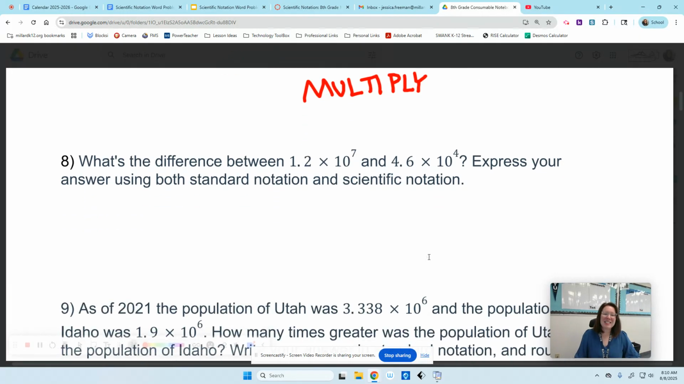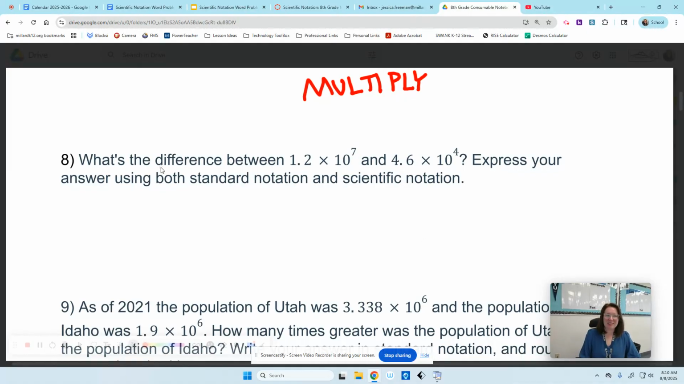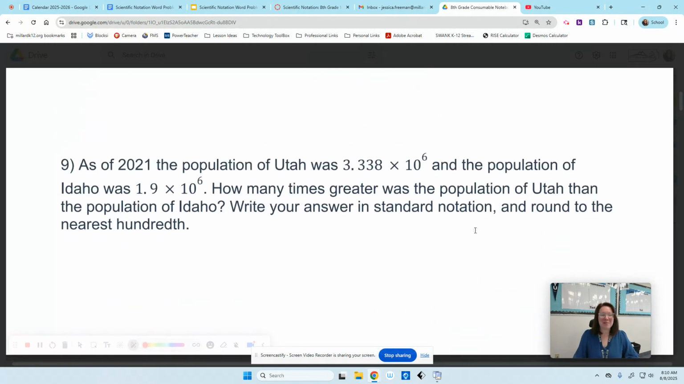And our last one, what's the difference? Math word, what does difference mean? Difference means subtract. So literally you just type this number, subtract symbol, type this number, click enter. Express your answer using both standard and scientific notation. So it wants it as a normal number, whatever the answer is, like 5,120. And it wants it as scientific notation, so 5.1 times 10 to the power of whatever. I mean, you'd have to actually do the math, right?